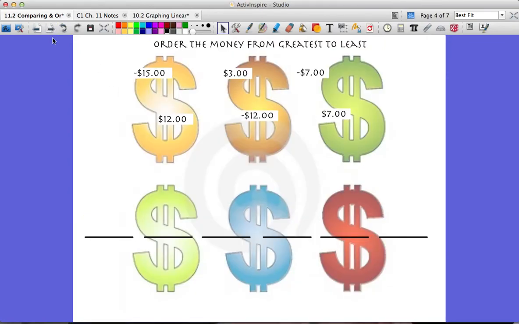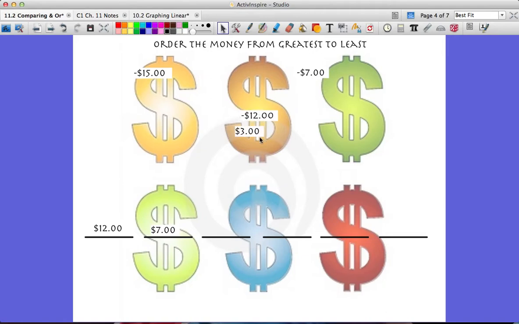So we talk about this in terms of money. If you're ordering from greatest to least, well, it looks like -15 should be our biggest, but because it's negative, it is not our biggest number. It's actually going to be our smallest because this is owing somebody $15. So the biggest number we have here is positive $12, somebody who has $12 in their pocket. The next largest amount is going to be the positive $7 because this is somebody who actually has $7 in their pocket.